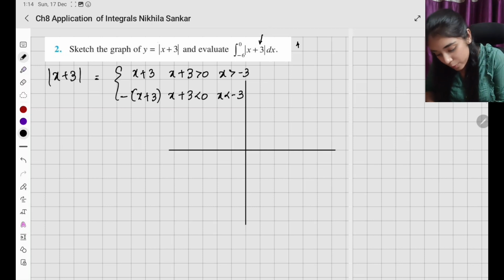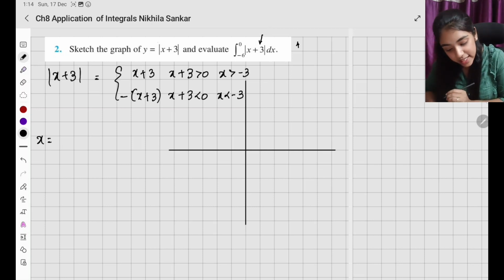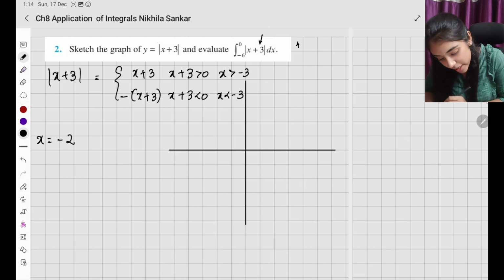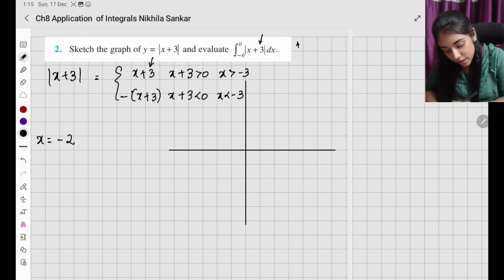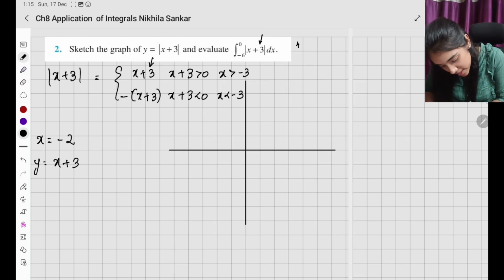Now I am going to substitute values for x. For x greater than minus 3, I'm going to substitute the value of minus 2. So what will I get? I'm going to take this particular function, y equals x plus 3. When I substitute the value, I have minus 2 plus 3, which is going to be 1. Then one more value I'll take.